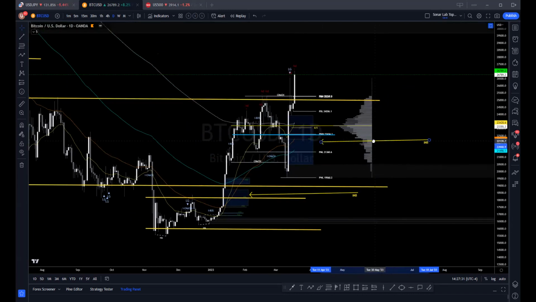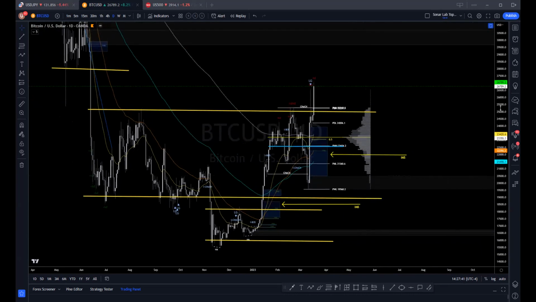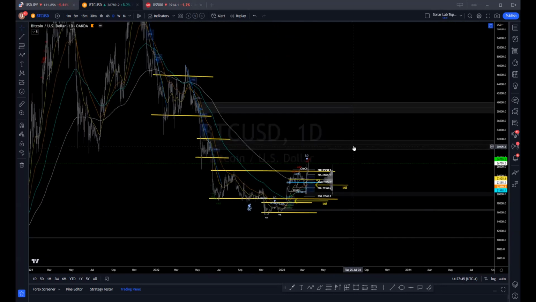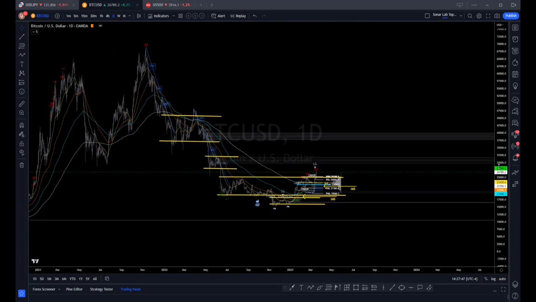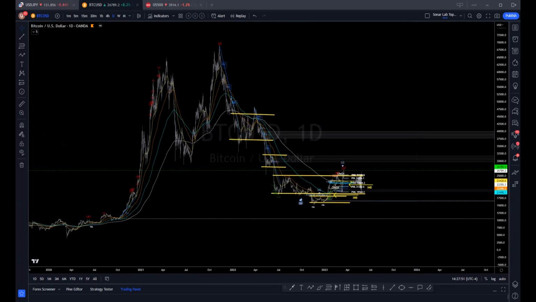Put that right there. So we did get a lot of imbalance here. Now, keep in mind, we've got the Bitcoin halving coming up in 2024. So Bitcoin is going to come up here. If you do not believe in that, that's fine.